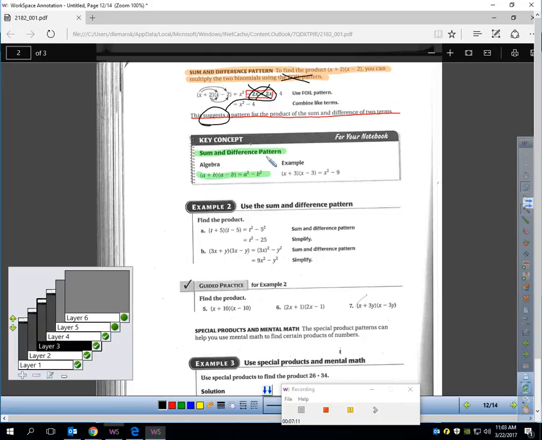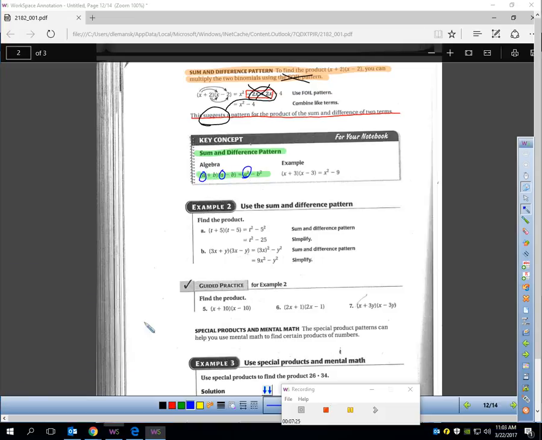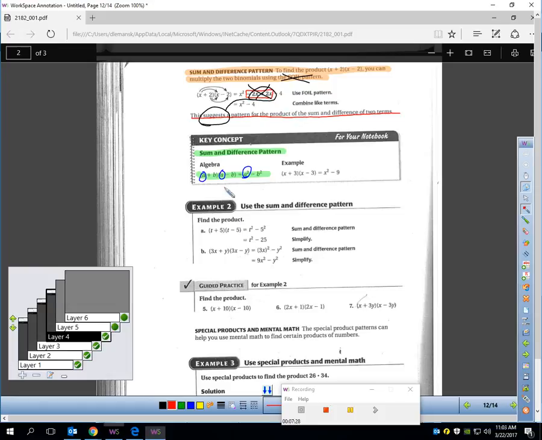All I need to do, the sum and difference pattern, if I just take the first terms and multiply them together, let me color them in a color blue. If I multiply these together, I'd get a squared. And then if I multiply these together, I would get negative b squared, and there's your answer. It'd be a squared minus b squared.